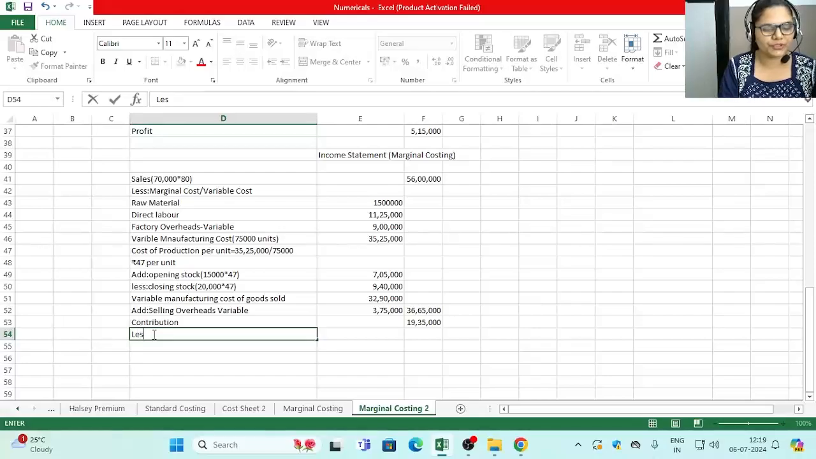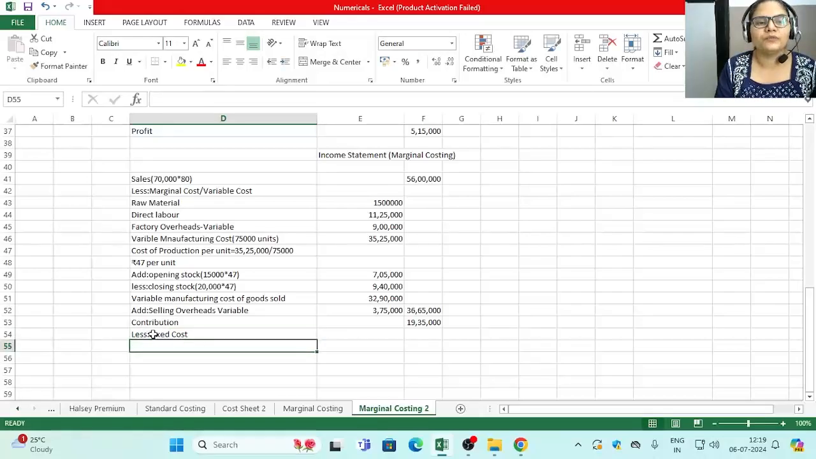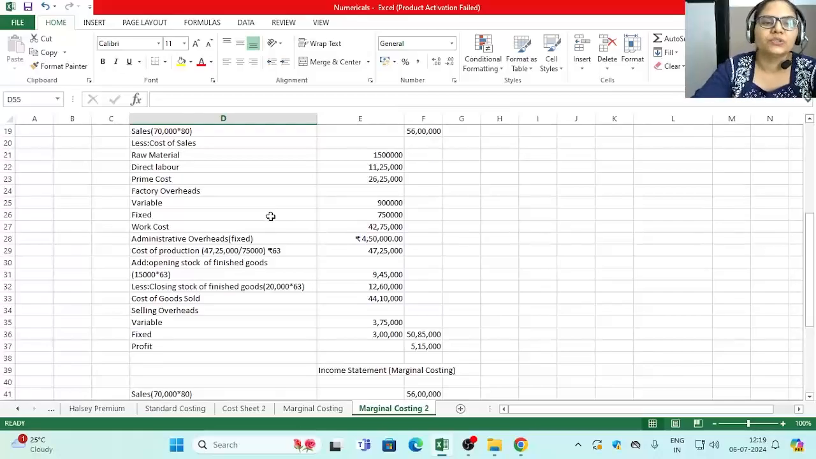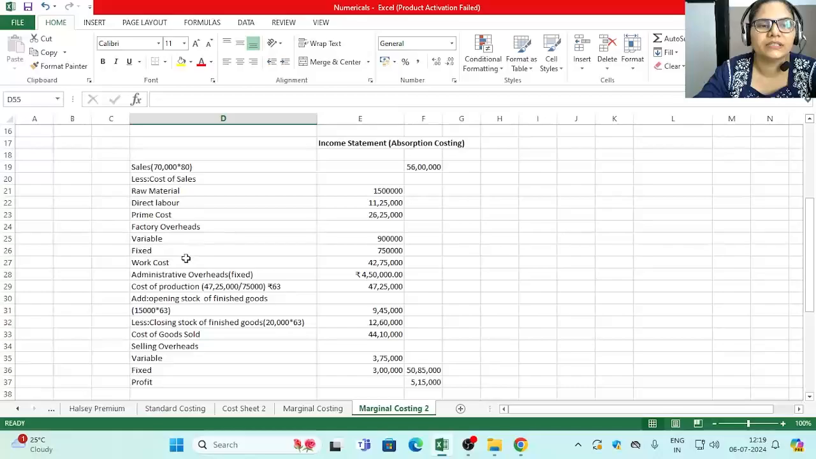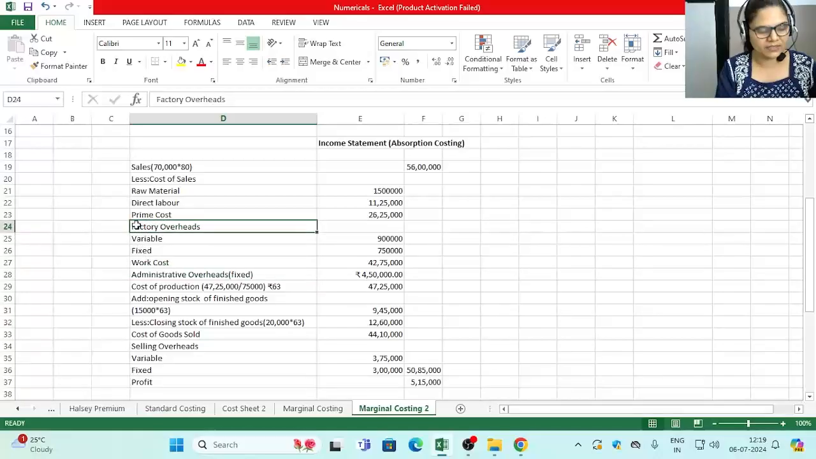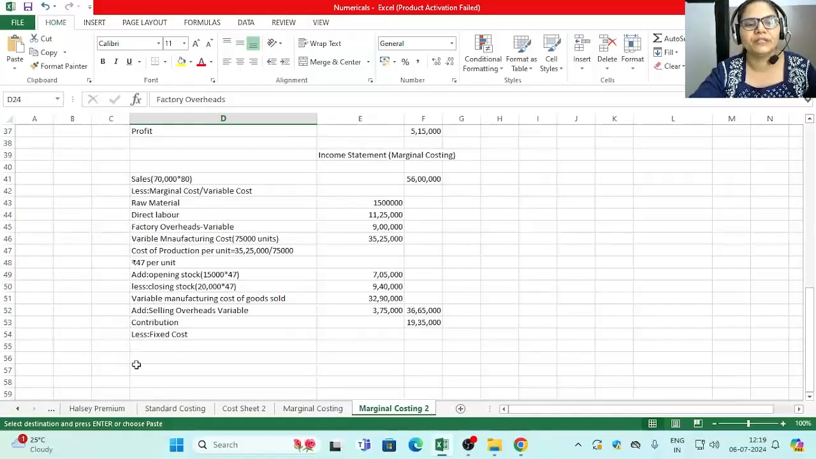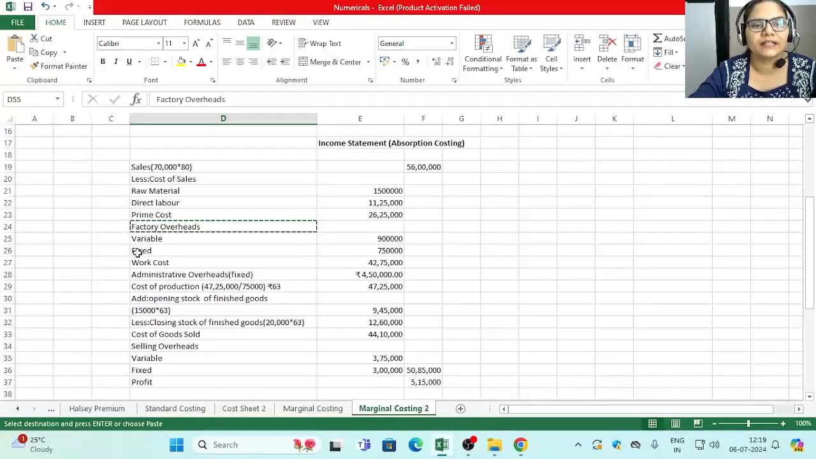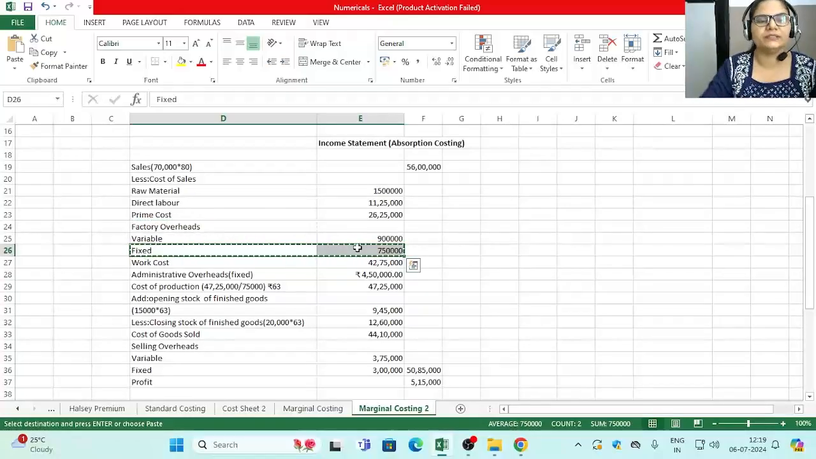Now from contribution, we will deduct fixed cost. Fixed cost, we all know fixed costs have already been given in the question. They don't change with the change in output. So definitely we will copy them as it is. First fixed cost is given of factory overheads. So let us copy it here. Factory overheads, that is fixed 75,000.